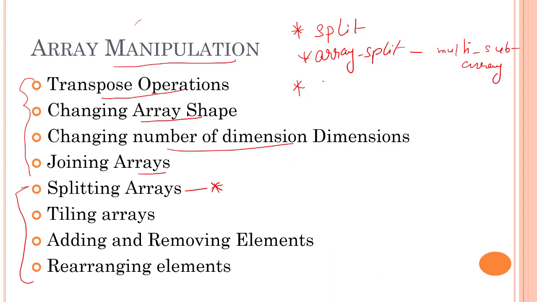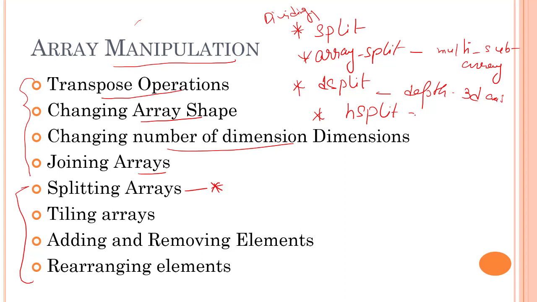Now move to the next method, called dsplit. Everything here is splitting, which means dividing. The dsplit method is used to split an array into multiple sub-arrays along the 3D axis, meaning depth. If it is 3D, it uses the depth axis for splitting. Now move to another method called hsplit, or H split. It is used to split the array into sub-arrays horizontally, column-wise. If you want to split the array column-wise, we use hsplit.